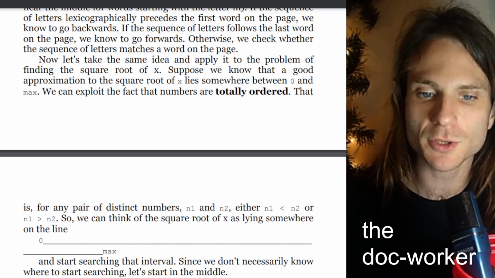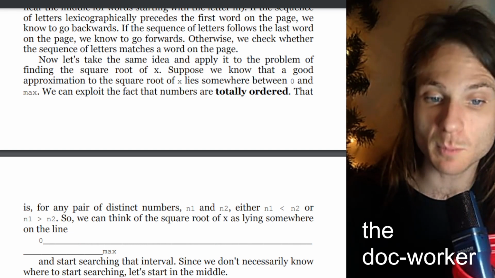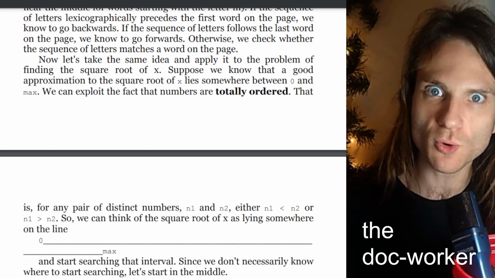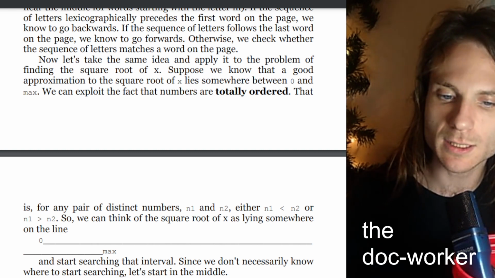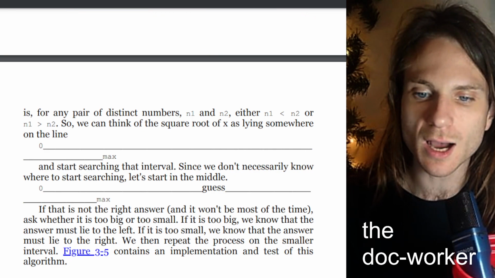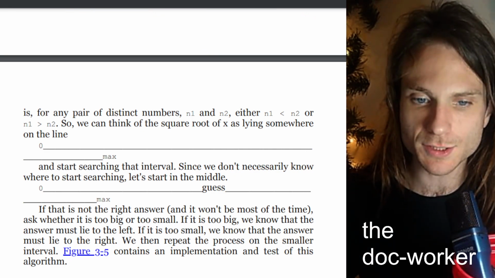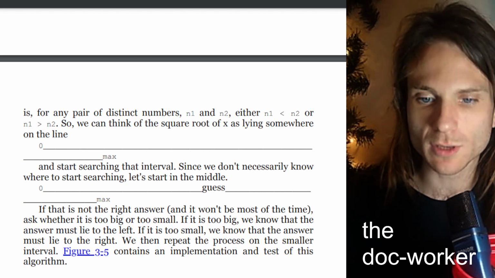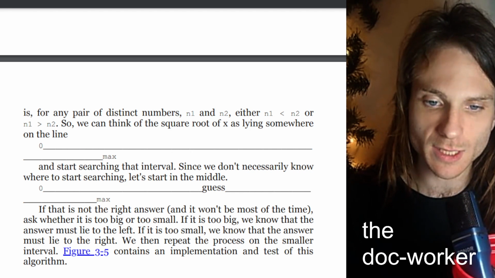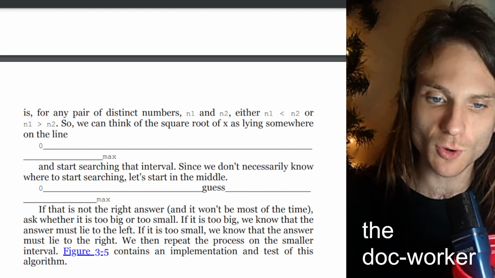Suppose we know that a good approximation to the square root of x lies somewhere between 0 and max. We can exploit the fact that numbers are totally ordered. That is, for any pair of distinct numbers, n1 and n2, either n1 is less than n2 or the reverse, n1 is greater than n2. So we can think of the square root of x as lying somewhere on the line between 0 and max, and start searching that interval. This is like the whole dictionary from A to Z.